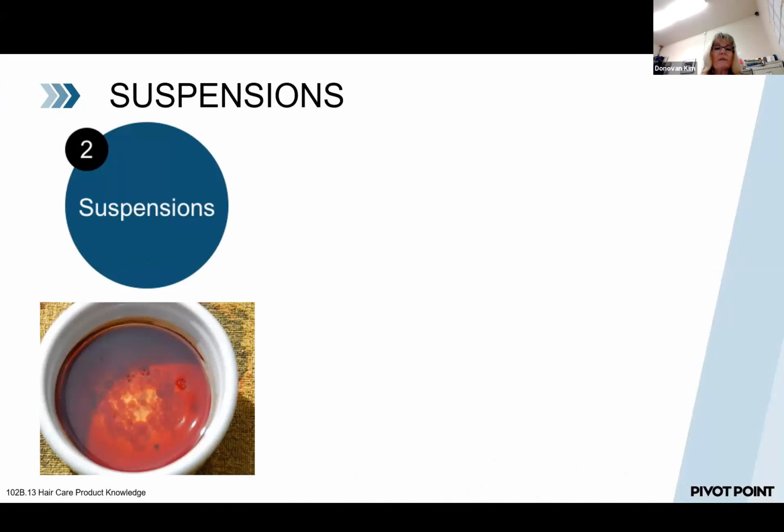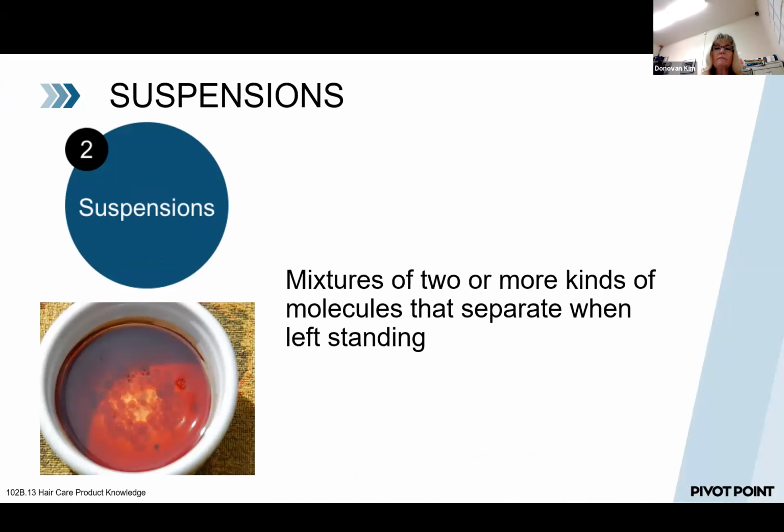So now we have suspensions. These are two or more kinds of molecules that are immiscible. Immiscible means they cannot be mixed together. They have a tendency to separate when they're left standing. Therefore, they need to be shaken before use. So an example would be a vinegar and oil salad dressing, right?